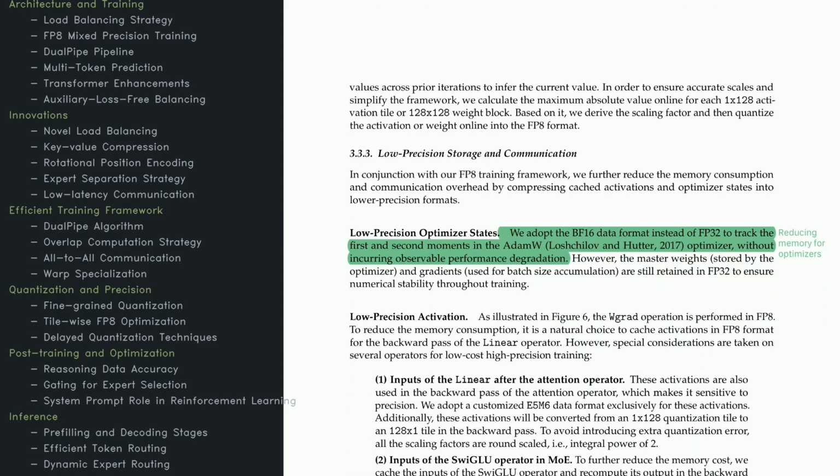To save memory and control communication overhead, optimizer states are often stored in lower precision, while essential parameters keep higher precision. Some activations are also cached in low precision after attention, cutting memory load. This blend of strategies maintains accuracy while reducing resource demands.